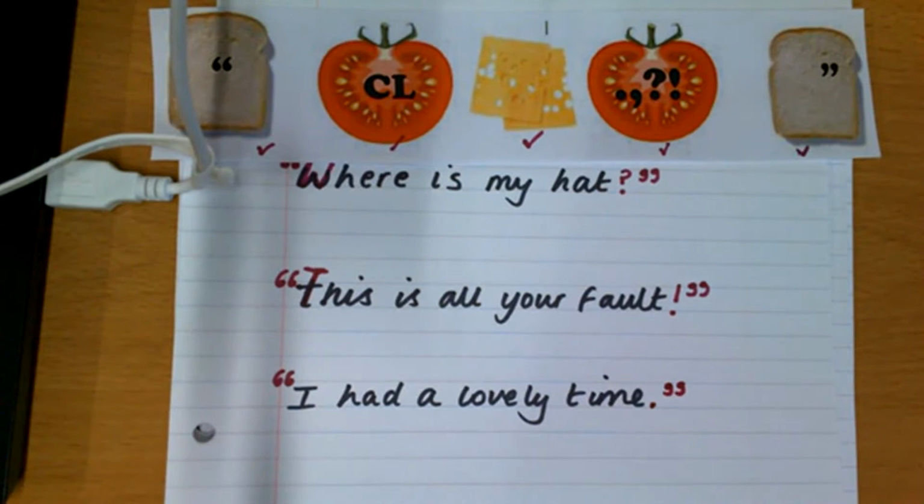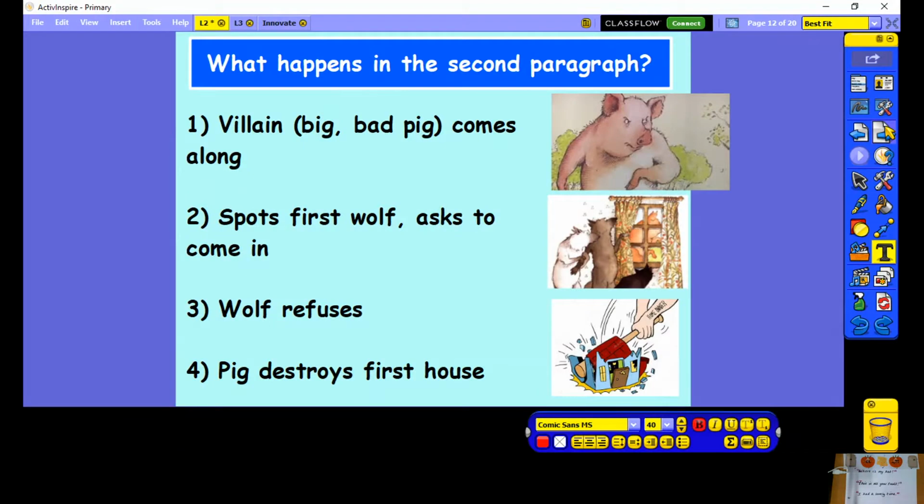So now I'm going to switch back to my slides, and we are going to have a think about what happens in the second paragraph. So we know that the villain, the big bad pig, comes along. We know that he is going to spot the first wolf and he's going to ask to come in. The wolf is going to refuse and the pig is going to destroy the first house.